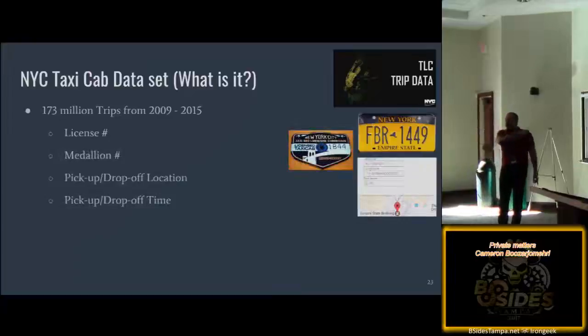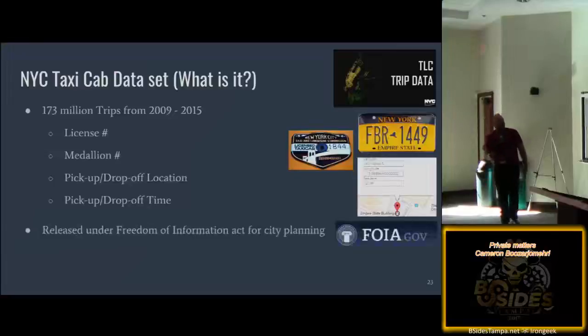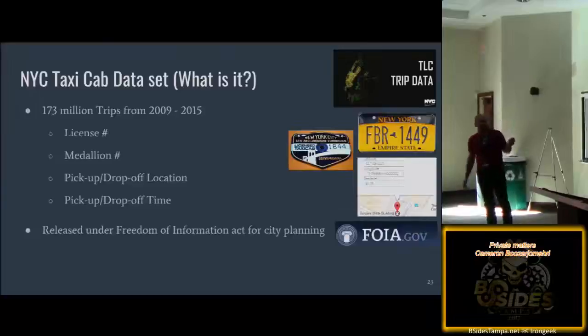I point out one thing. The medallion number, they had, I think it was an MD5 hash, so anyone who knows anything about security, that was not hard to get around. This information was released under a Freedom of Information Act by the researchers. So, now all the data is public for a government-sanctioned reason.